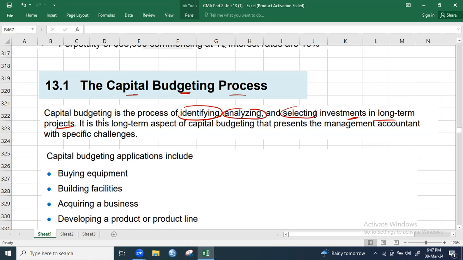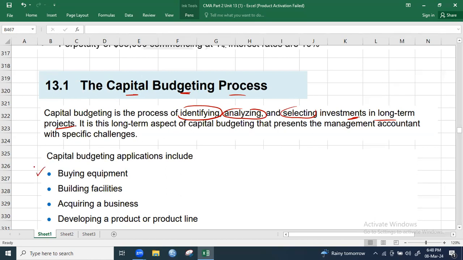For example, maybe you already have one business and now you want to expand it, so you want to enter a new market, and in that potential market you are going to acquire a business, or maybe you are going to develop a product or even a product line. So all these things require what? Capital budgeting. This is what I'm saying.